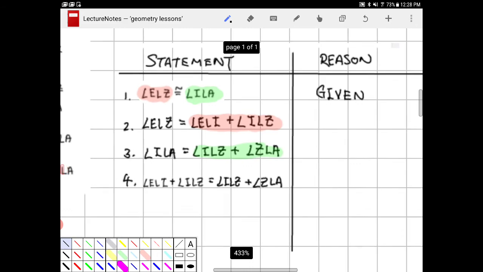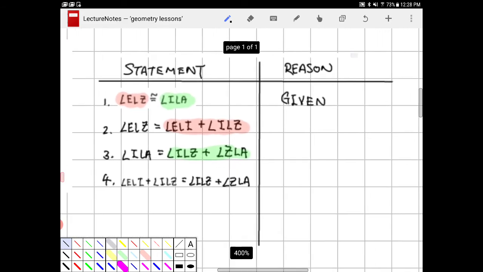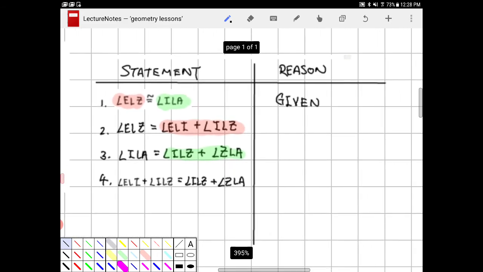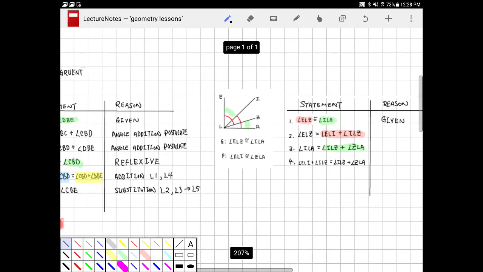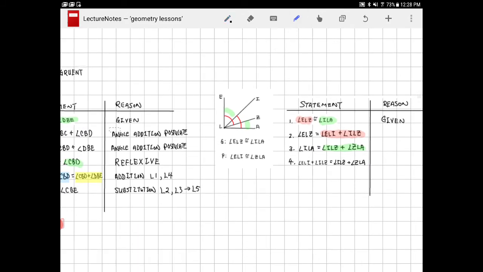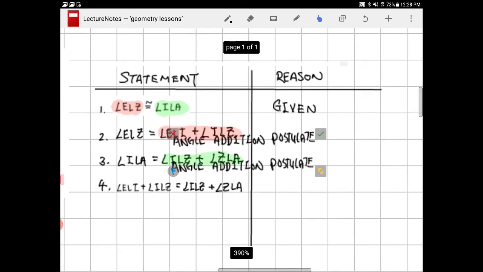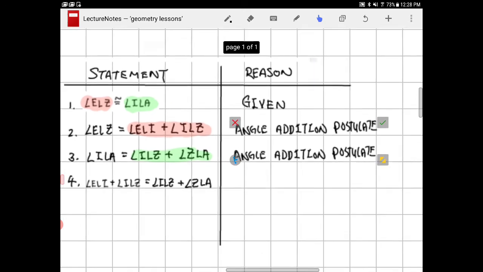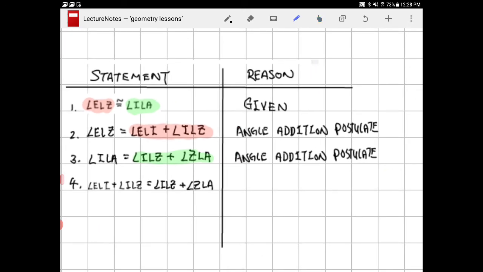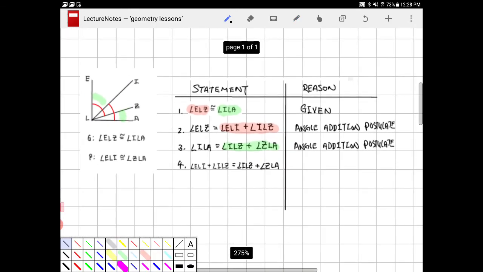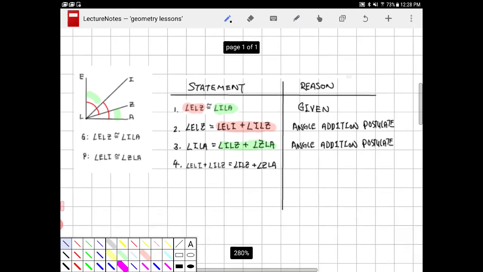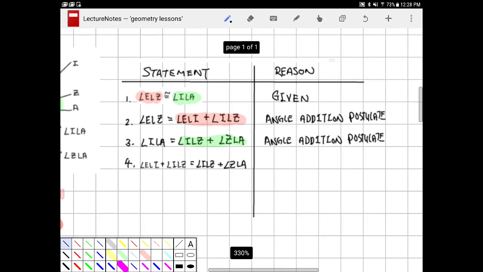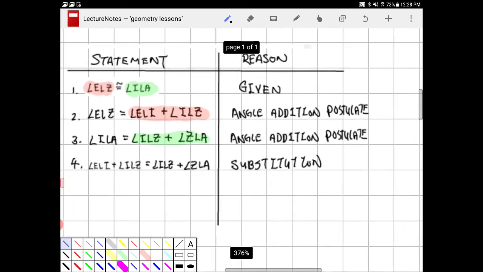What has to be the reason for this? Oh, look at this. I got a little ahead of myself. So what are the reasons for lines 2 and 3? The reasons for lines 2 and 3 are the angle addition postulate, so I'm going to cheat a little bit. So they are there. What's the reason for line number 4? Line number 4 is going to be a series of substitutions. We are substituting lines 2 and 3 into line 1.